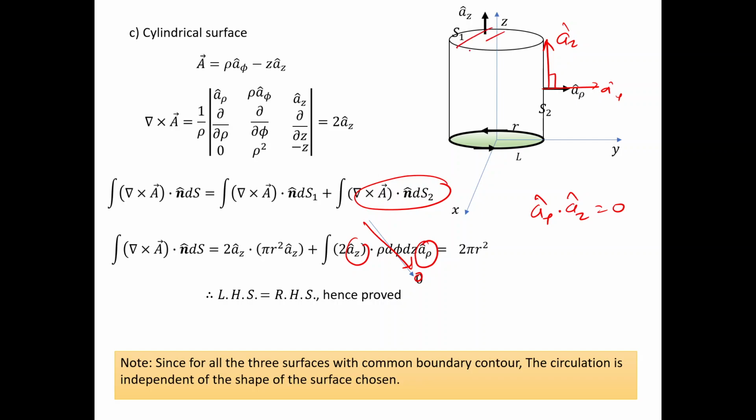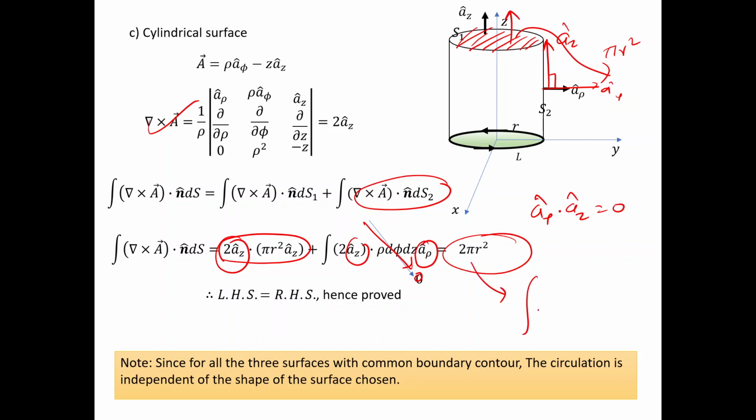We are left with this surface. Then the area of this surface is pi r square, and its direction will be in the z direction. We are simply taking the dot product because the curl of A is 2az, and finally it comes out as 2 pi r square, which is again equal to the line integral A dot dl that we had obtained earlier. Once again, Stokes theorem is verified.